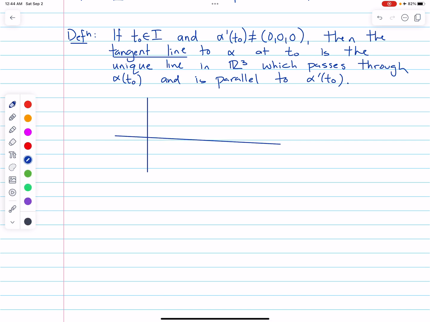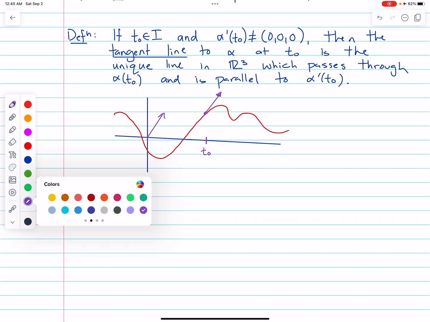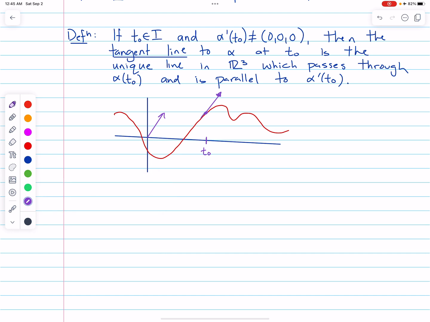we've got our curve, right? We've got some point t naught. If we compute the derivative of the curve at the point t naught, we're going to get some vector over here that should be pointing roughly in this direction. If we translate that over here, we get some vector that's tangent to the curve at that point. And what we're really just looking for is the line that passes through that point and is parallel to this vector.